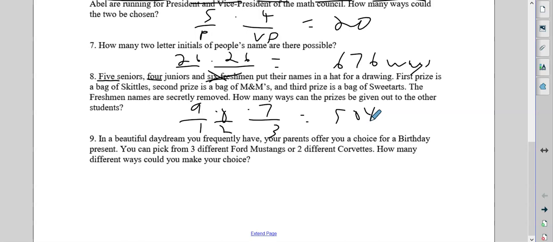Now, if the freshman had not been taken out secretly, that would have been 15 times 14 times 13. So a lot more ways. But this was a fixed race. All right. Last one in this section.